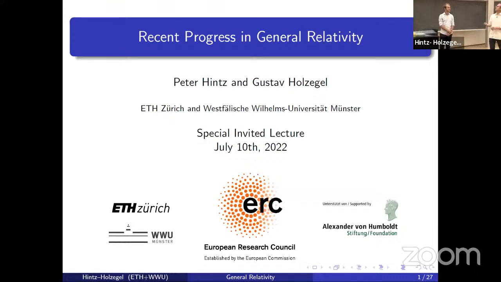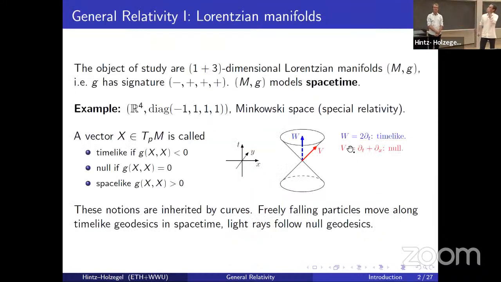So let me start by reminding you what general relativity is about. The object of study are four-dimensional Lorentzian manifolds, four manifolds equipped with a Lorentzian metric, a metric of signature minus plus plus plus, and this is a model for our space-time. The simplest example is R4 with the flat metric, which is Minkowski space and familiar from special relativity.